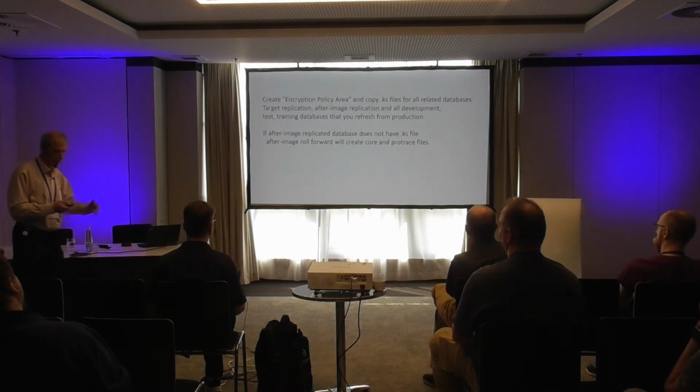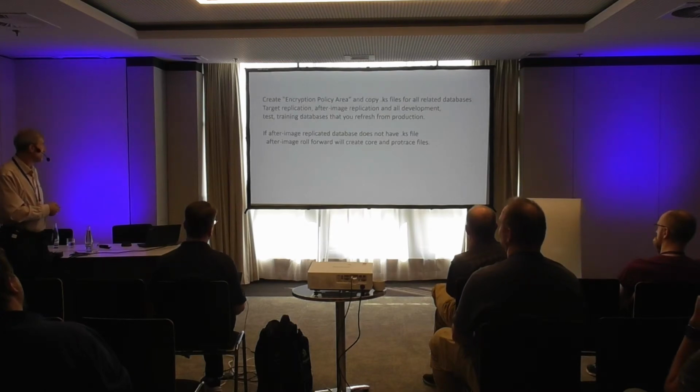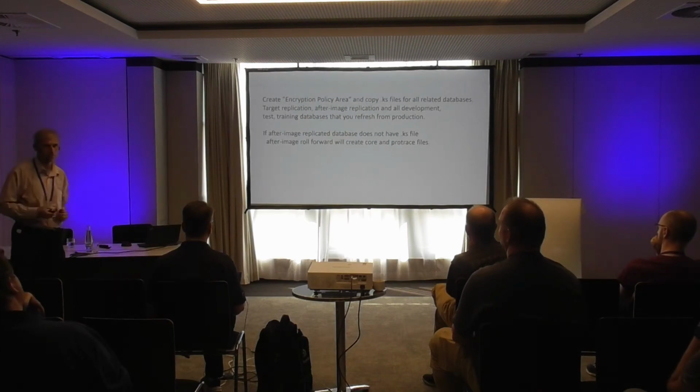But you will not use the current key. For example, if after image replication doesn't have the KS file, I tried it. Then as soon as you roll forward, you receive the core and protrace files. So just make sure that when you do a new key, you place it everywhere.